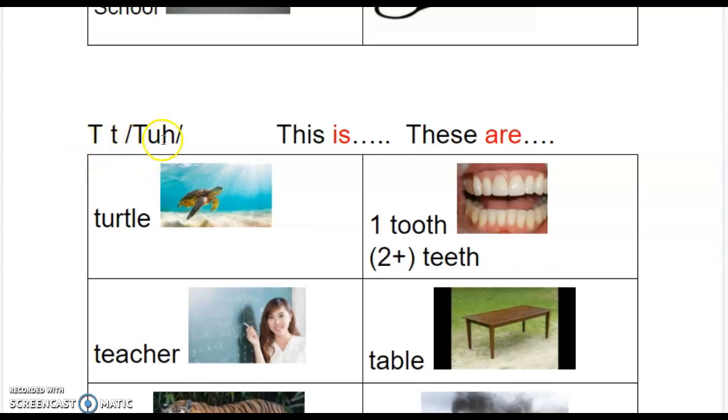Here's the letter T. It says the sound T. This is a turtle. These are teeth. When you have one, you would say tooth. But when you have 2 or 3 or 4 or 5 or 6 or 7, you are going to say teeth.